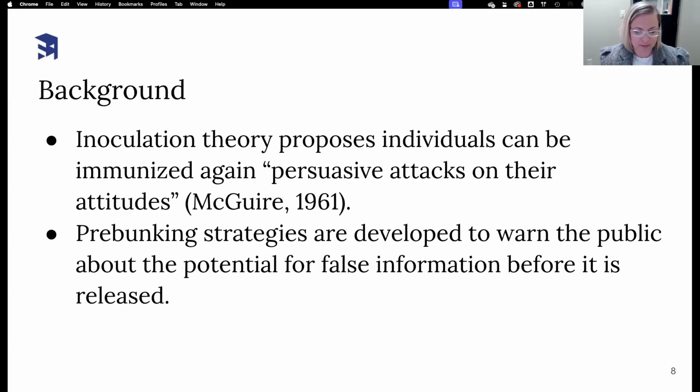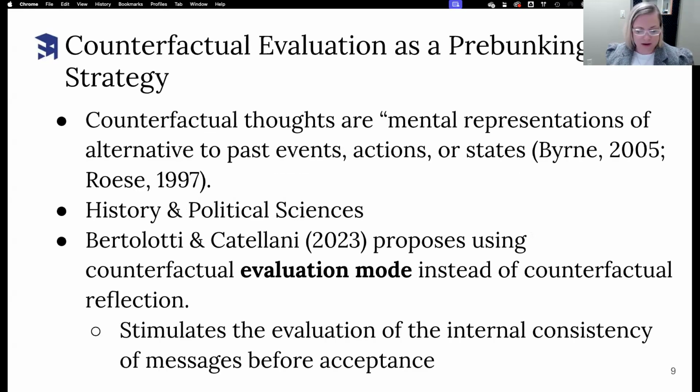Today, we'll be addressing both of these techniques because it is difficult to know when the potential release of disinformation is going to happen, and because not all members of the public are going to receive the warning. Therefore, teaching students about both methods is imperative to foster media literacy skills. The debunking strategy I will be focusing on is counterfactual evaluation.